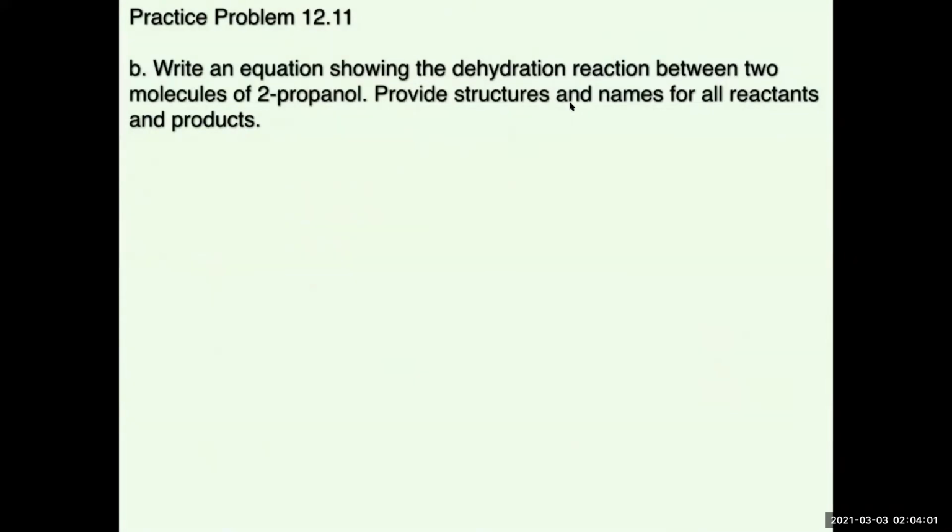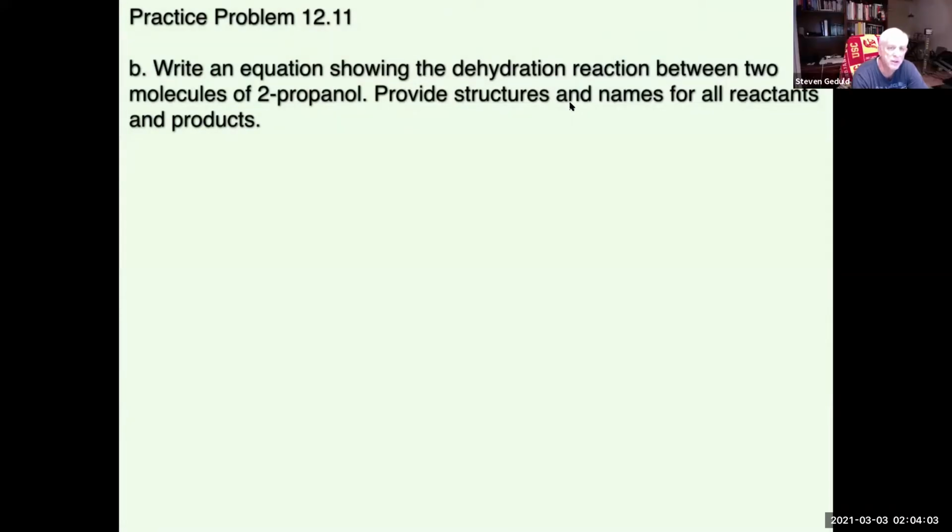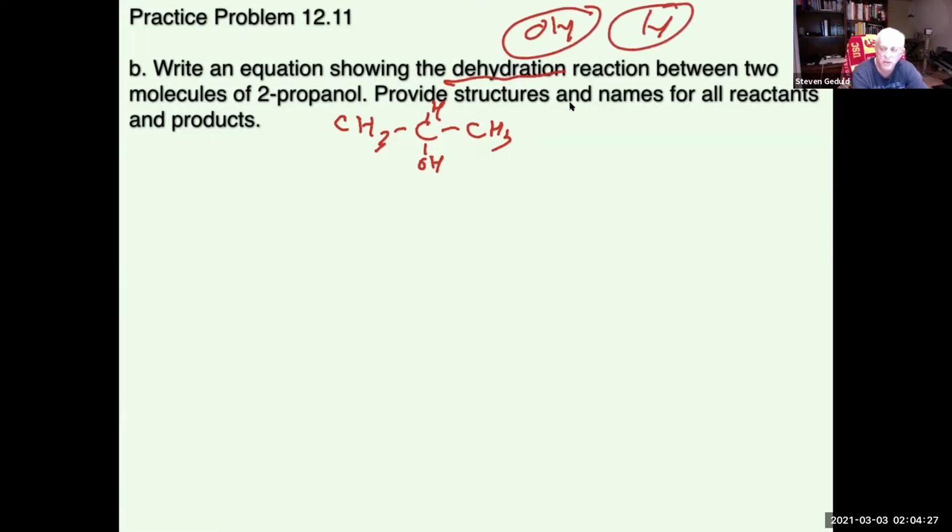Dehydration reaction between two molecules of 2-propanol. Propanol is CH3, there's 3 carbons, right? On the number 2 carbon, we have an OH group, CH3. So you have 2 molecules of that. And again, dehydration tells you you're going to remove OH from one and H from another. That's your water molecule.